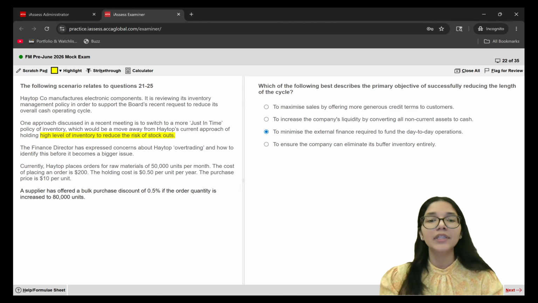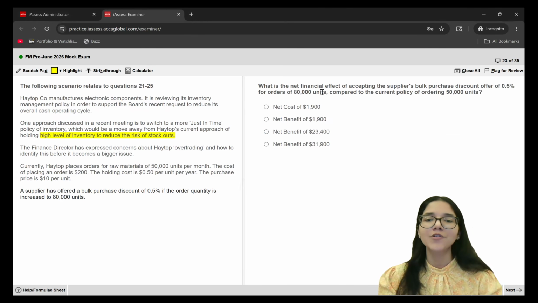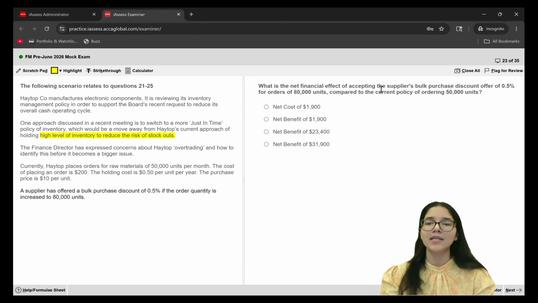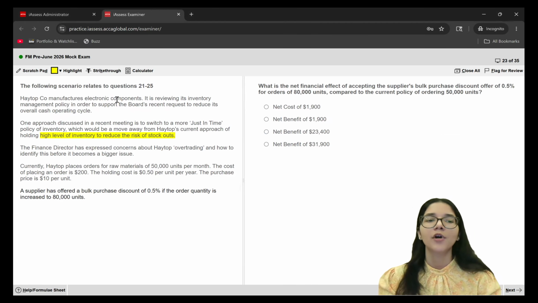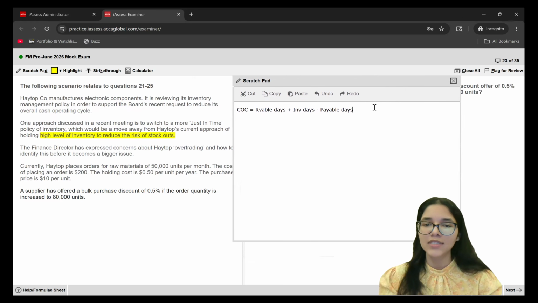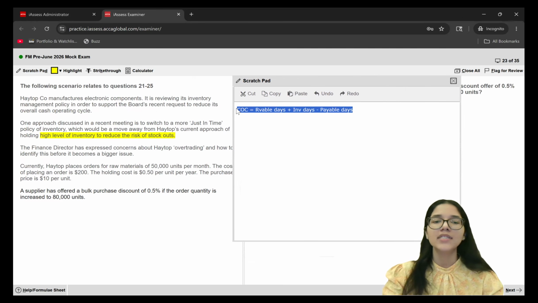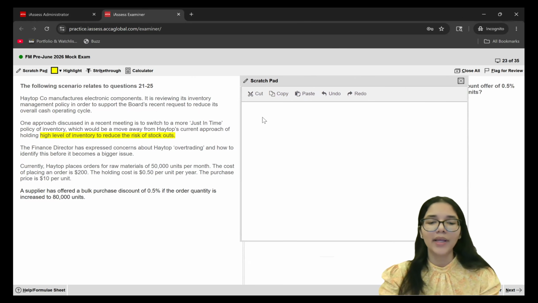Now we move ahead to the third question based on this case study. What is the net financial effect of accepting the supplier's bulk purchase discount of 0.5% for orders of 80,000 units compared to the current policy of ordering 50,000 units? So what I will have to do over here is draw a comparison between my costs, which I'm paying right now, versus what I will pay if I go ahead with the discount. So let me do my calculation.